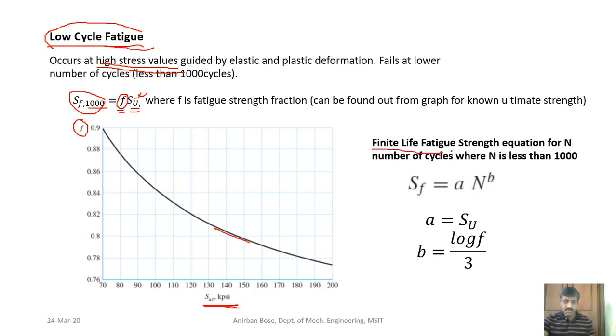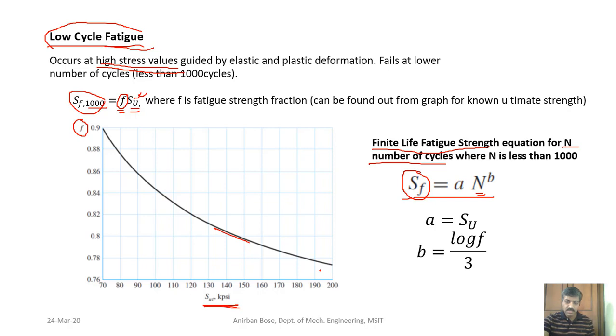Now, how can you find the fatigue strength corresponding to n number of cycles? Fatigue strength in low cycle fatigue can be found out if you know the n number of cycles, then it will be related by A into n to the power b, by this relation.